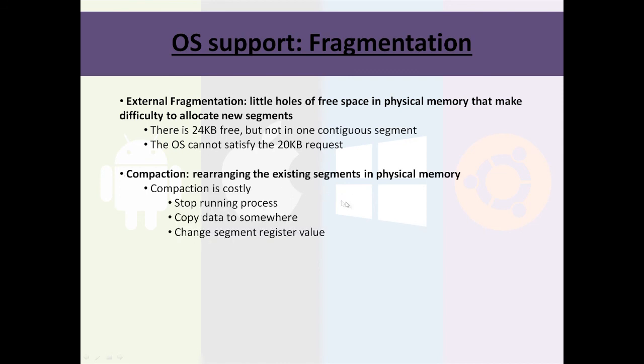Now, the solution to this is compaction, and that is the rearranging of existing segments in physical memory. So compaction is costly. It requires stopping running processes and copying data to different locations, as well as changing segment register values. So it's moving segments around in memory in order to have contiguous segments of free space.